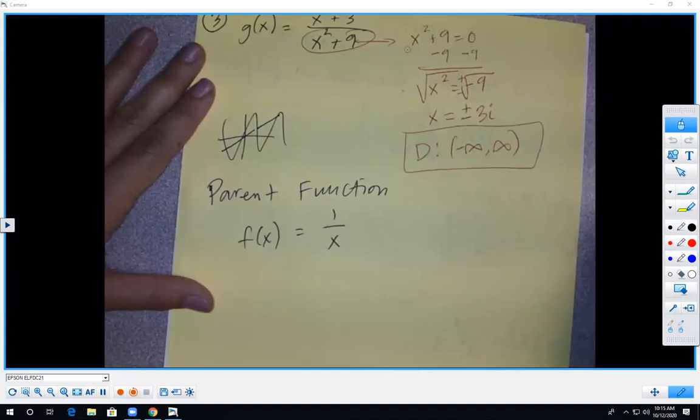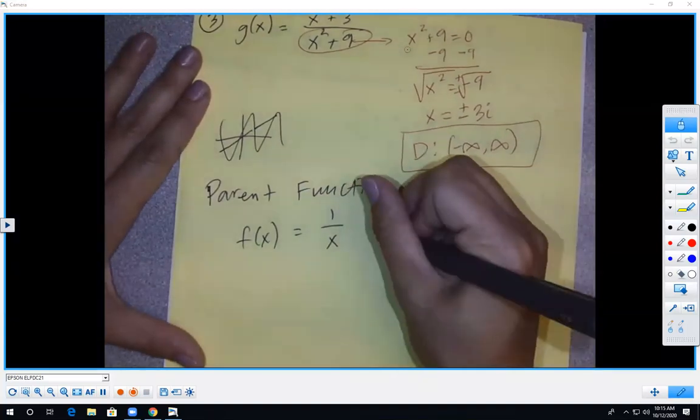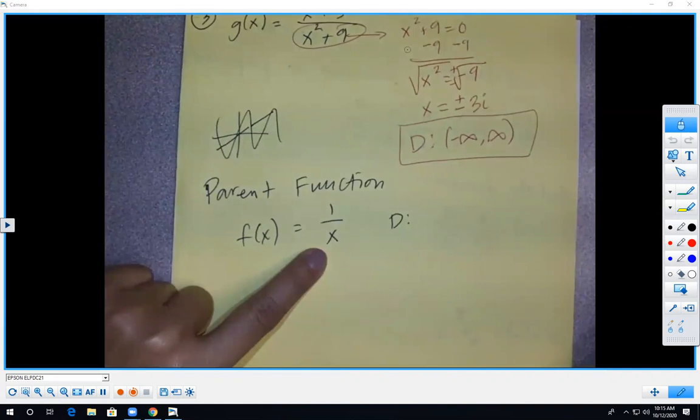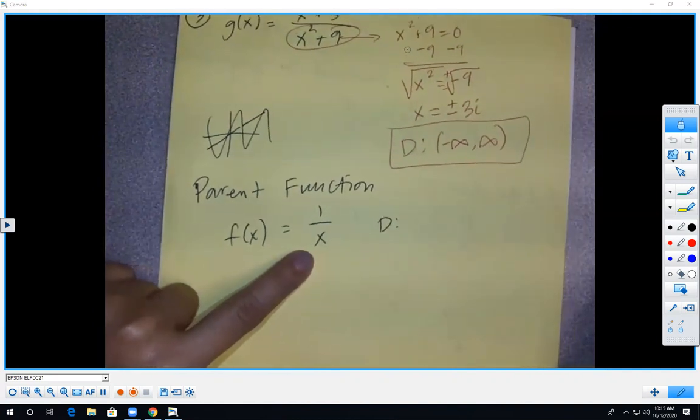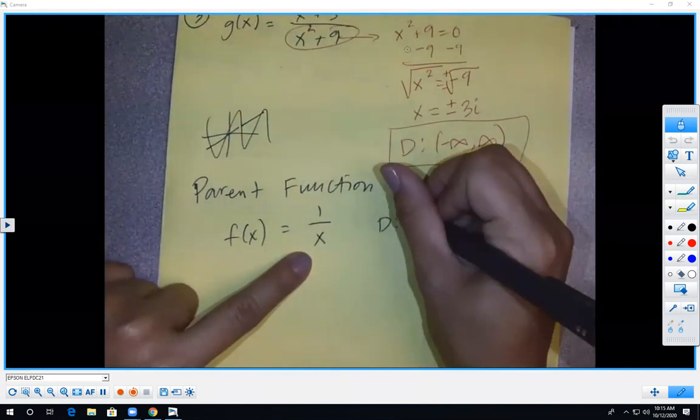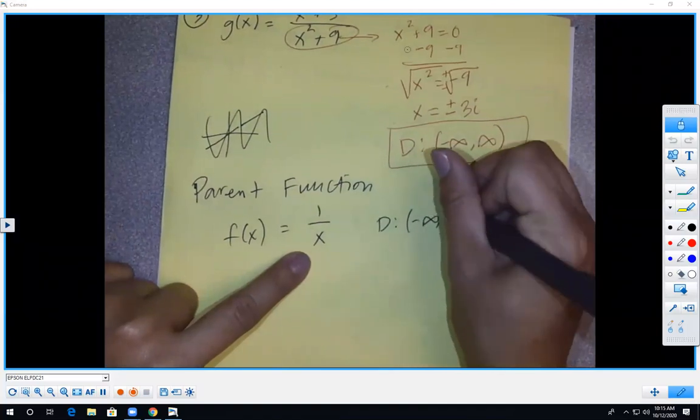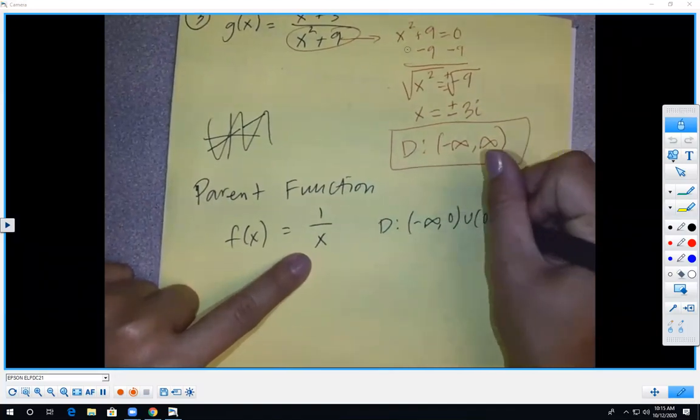My domain is restricted here. What's the domain of this specific function right here? What number can I not have on the bottom? 0. So my domain is -infinity to 0, 0 to infinity.